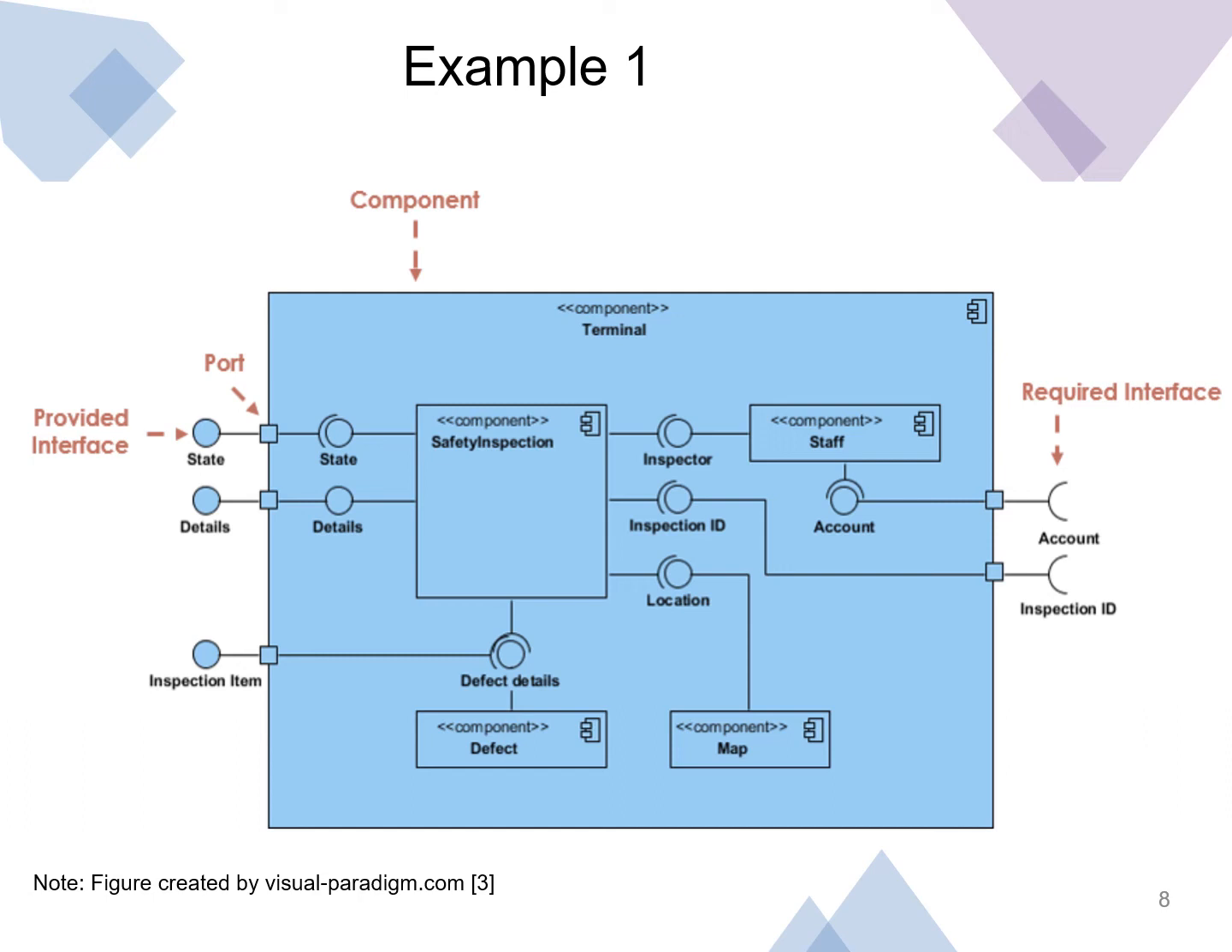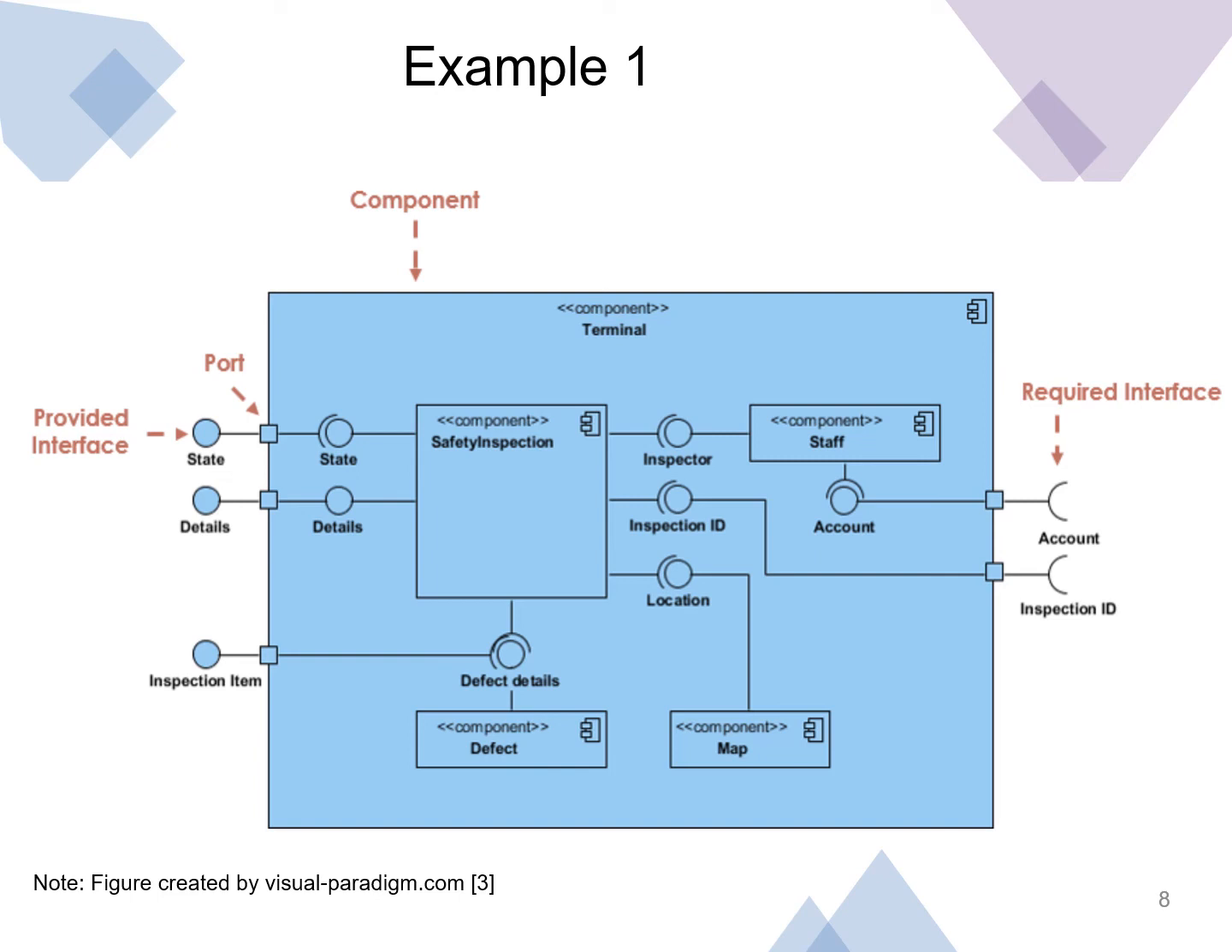These data points are entered and pre-processed by a square called port. Similarly, on the left hand side, port is used again, but this time port is used to get the data points out of the system. For example, state and details of the safety inspection in this figure are given by the system after running some components in the system.